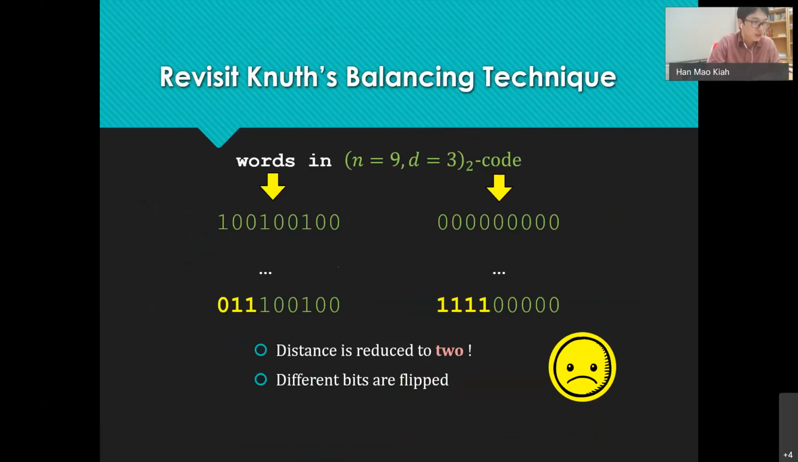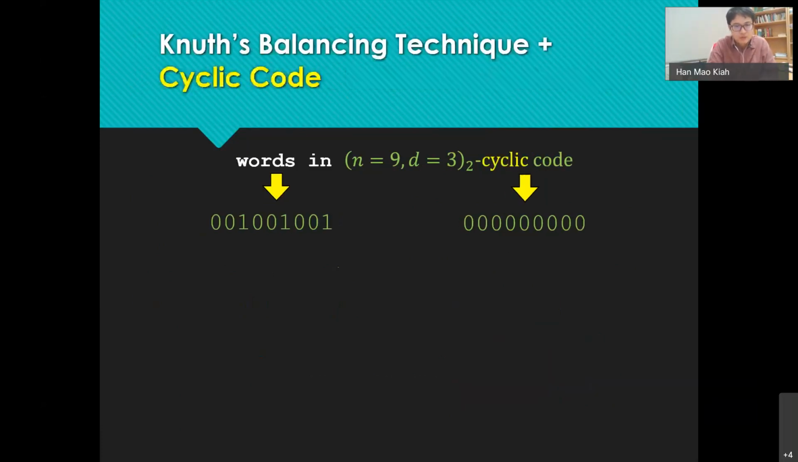Here we have 2 words starting out with distance 3. Realize that after we apply Knuth's method, the distance is actually reduced to 2. The reason is pretty obvious: we flip different bits in the two cases, so the distance is not preserved. To preserve distance, a natural way is to just flip the same bits. And so in our method, we always flip the first 5 bits.